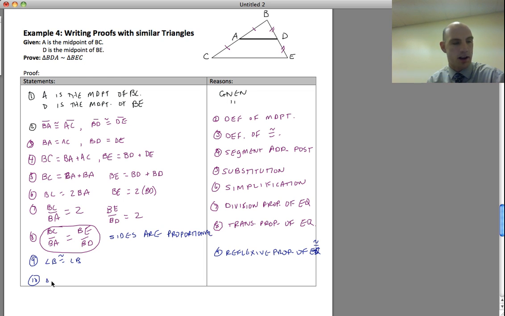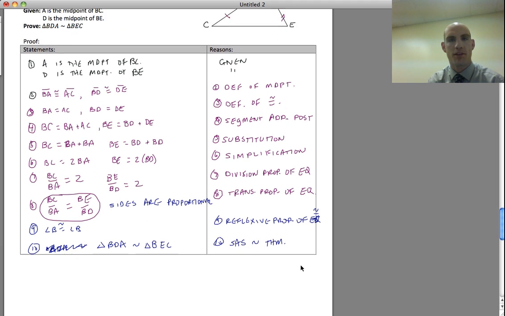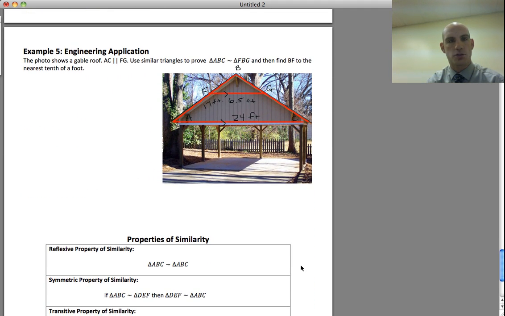So now I can say that triangle BDA is similar to, let's rewrite this, I'm sloppy. Triangle BDA is similar to triangle BEC because of the side, angle, side, similarity theorem. Okay? Systematically proving each of these things. Okay? Make sure you write down questions in the margin if you have those, because we can talk about those in class. Okay? Let's go down and solve an actual problem.